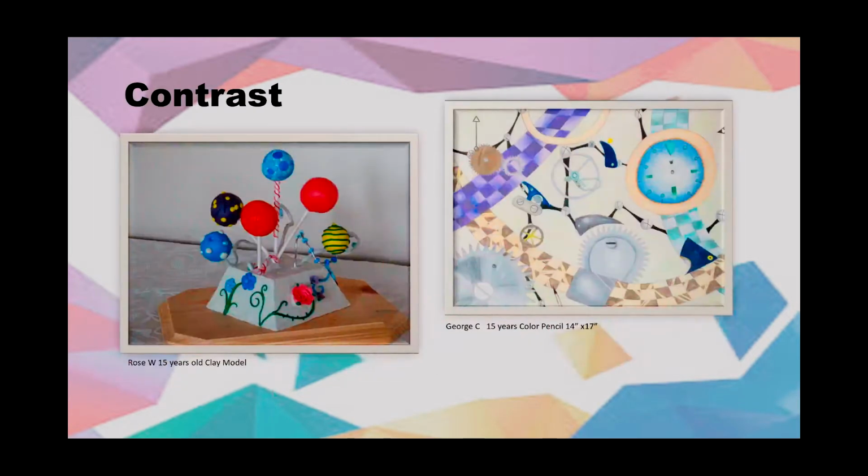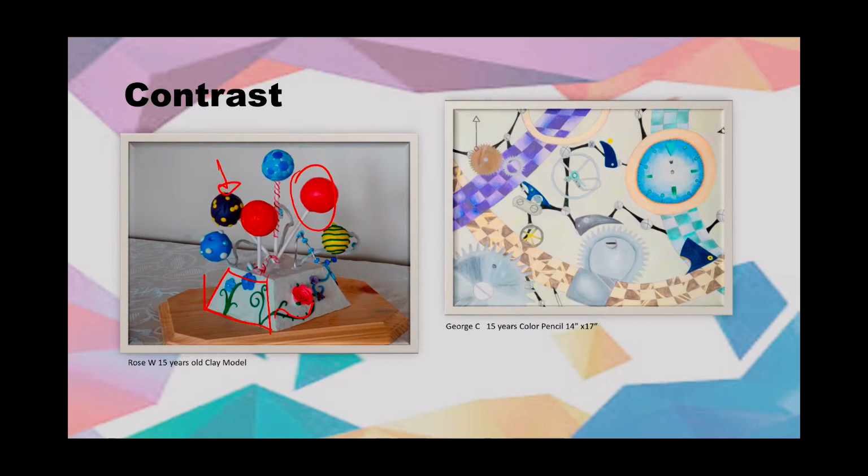Next, we have contrast, which makes the elements of an artwork stand out to ensure that nothing is blending together if it's not supposed to. For the clay model on the left, we have a contrast of shapes with the spheres at the top and the heavier trapezoidal base. We also have contrast in the colors with the bright colored spheres and the mostly white base. Finally, we have contrast in the lines on the base with the textures on the spheres.